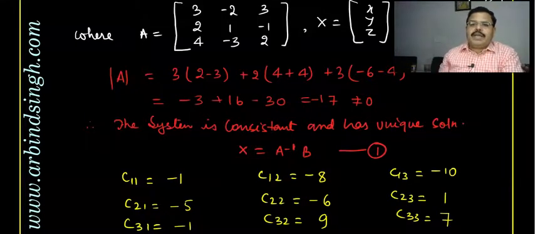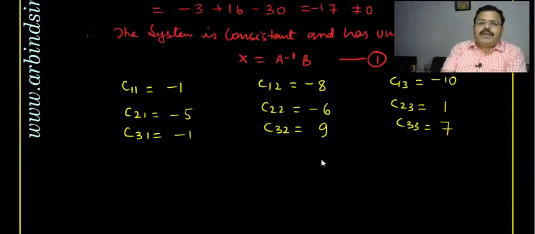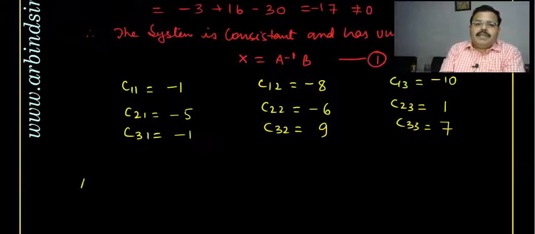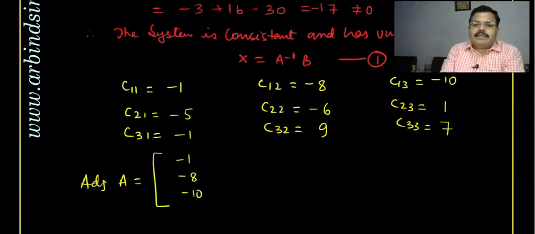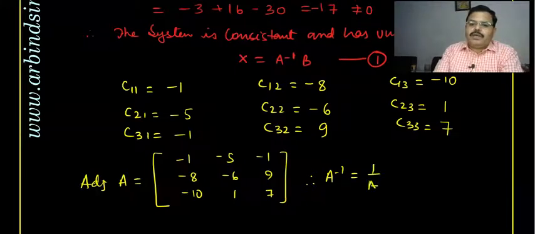So we can write adjoint of A as the transpose of the cofactors of the corresponding elements, isn't it? So adjoint of A is nothing else, but it will come like minus 1, minus 8, minus 10, minus 5, minus 6, 1, and minus 1, 9, 7. Now, therefore, A inverse is equal to, what is that? 1 upon determinant of A into adjoint of A.